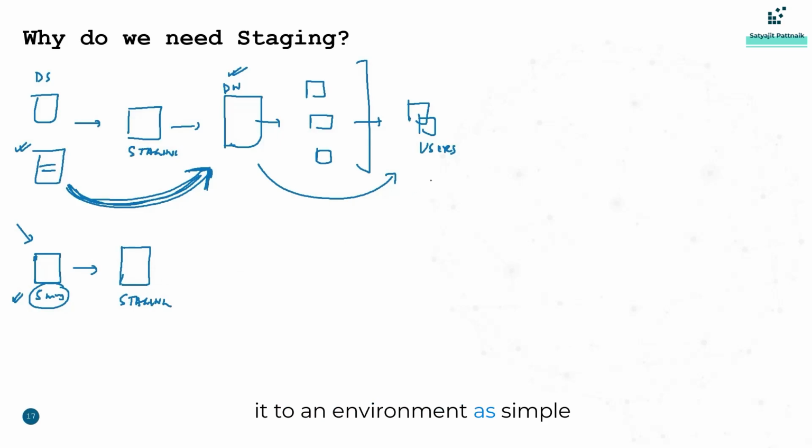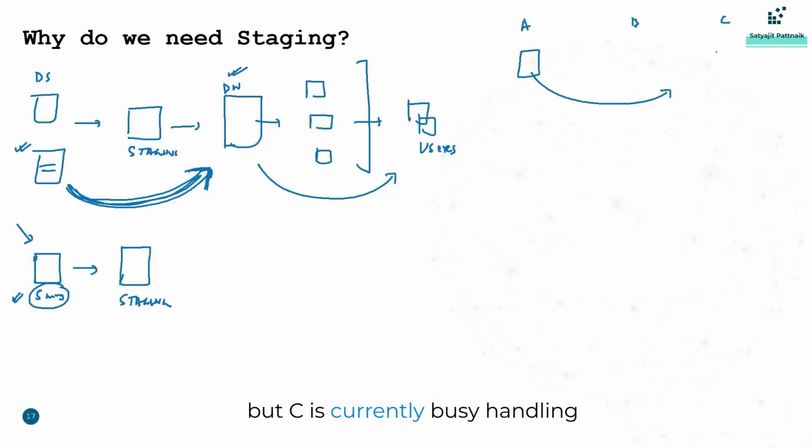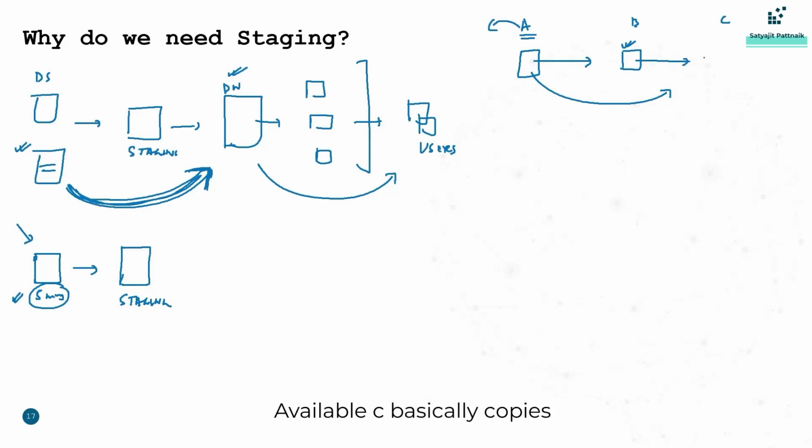As simple as there are three people, person A, person B, and person C. Person A has a file. Now A has to pass it to C, but C is currently busy handling some other files. So C cannot interact with A right now. But A has a specific time limit also. In 5 minutes, A has to catch a train or something. So what happens is B copies everything to its own database or its own file, and then once C is available, C copies it and creates another replica. So that is the advantage of a staging environment.